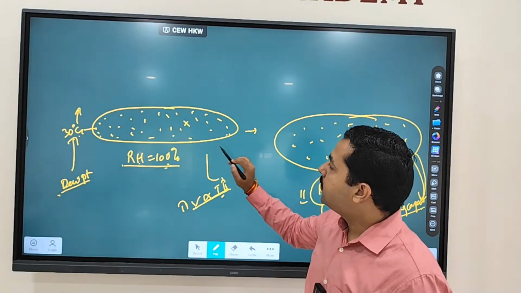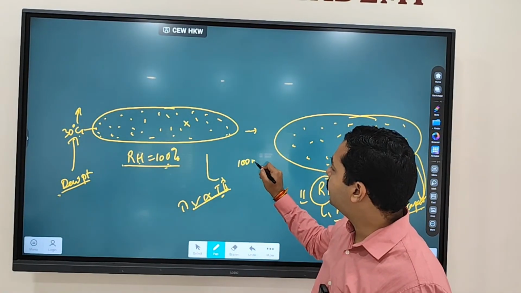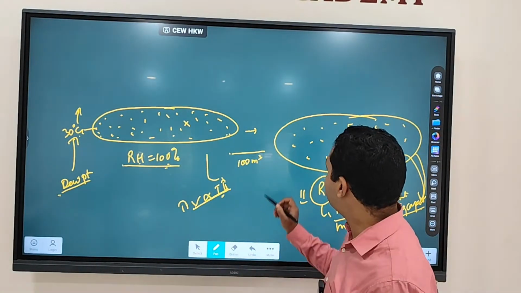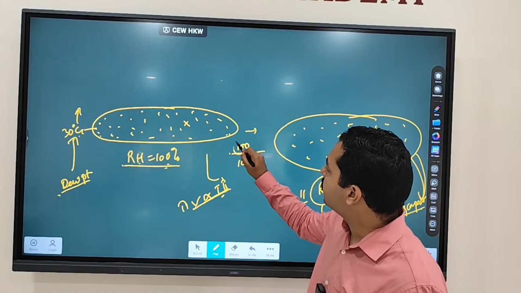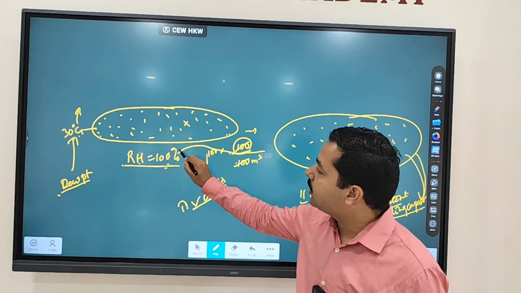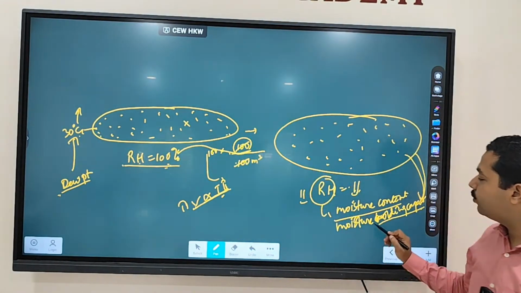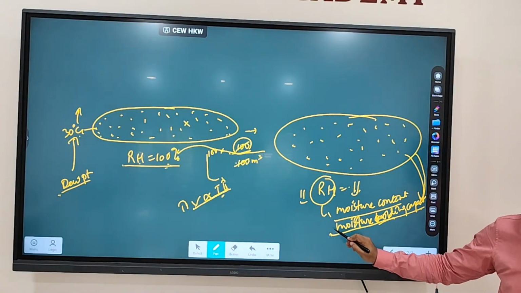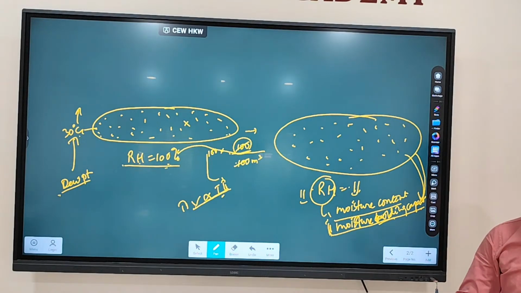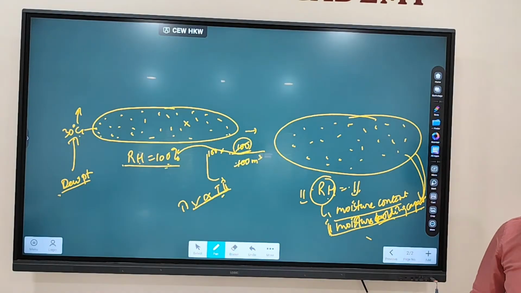Let's say this is air with a volume of 100 cubic meters, and the moisture content present in the air is this much. This makes the relative humidity 100%. When the volume expands, the moisture holding capacity will increase. When this increases, relative humidity will decrease, because it is inversely proportional.